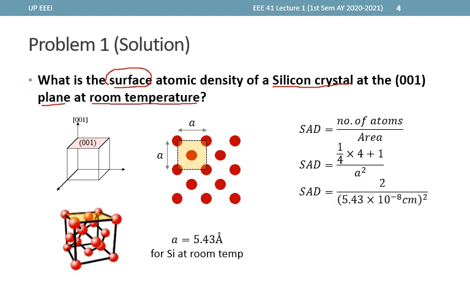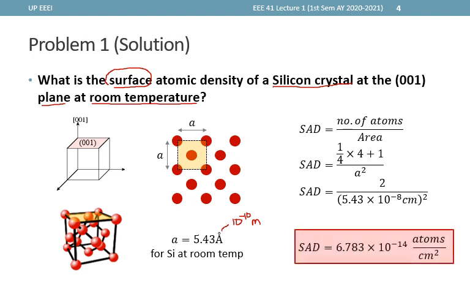So therefore, we simply have 2 over (5.43 times 10 to the minus 8 centimeters) squared. Since an angstrom is 10 to the minus 10 meters, if we convert that to centimeters, we multiply by 100, or 10 to the 2, so we end up with a multiplier of 10 to the minus 8.